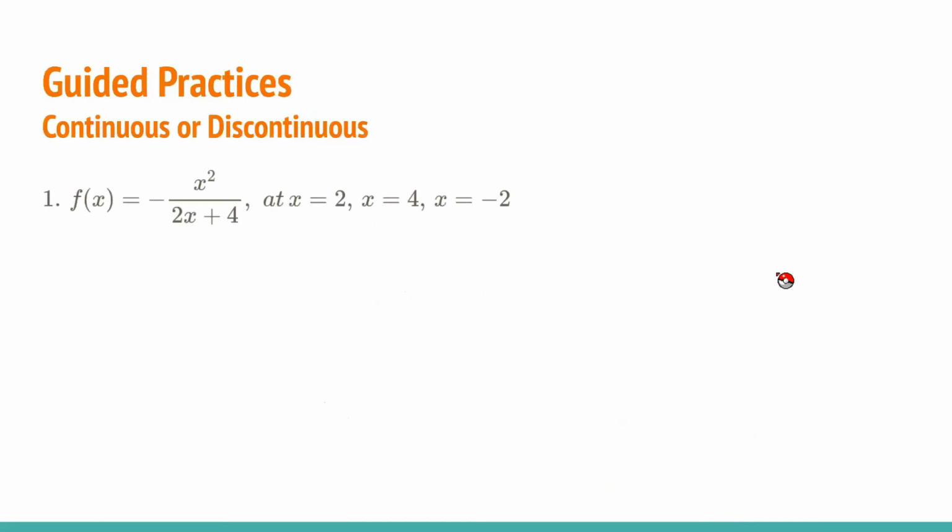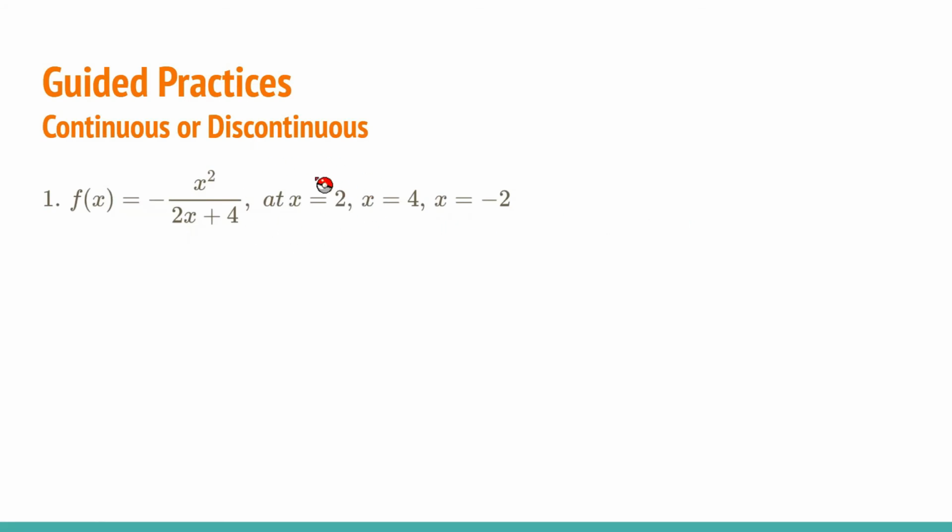So let's begin with the guided practices. We are simply going to determine if the function is continuous or discontinuous at x. First, f of x is equal to negative x squared over 2x plus 4 at x equals 2, x equals 4, and x equals negative 2.